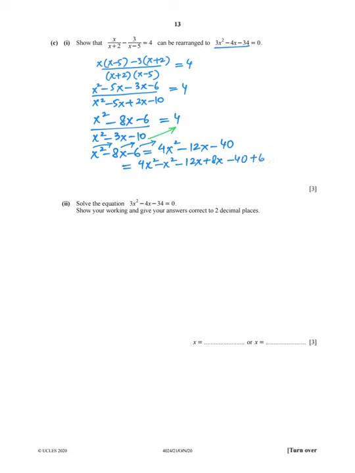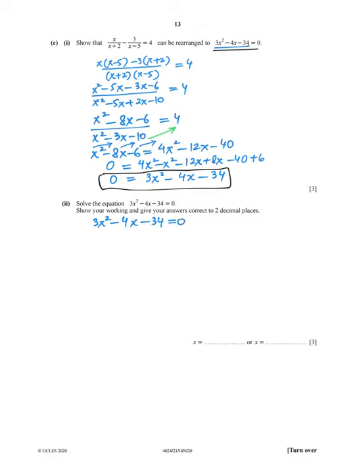So there is no element left on the left side, so we have 0. Now it will be 4x square minus x square, it's 3x square, minus 12 plus 8, it's minus 4x, and minus 40 plus 6, it's minus 34, equal to 0. And we need to show this equation. So that is my answer. After that, solve the equation 3x square minus 4x minus 34 equals 0.